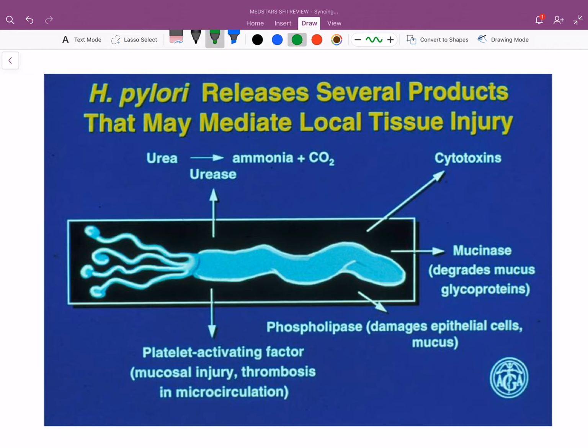How do they work? Well, this Helicobacter species releases something called mucinase, an enzyme that acts on mucin. So it degrades that mucin glycoprotein, therefore chewing up the mucus layer and chewing right through it, allowing the acid to then destroy the mucus cells in the epithelial layer.